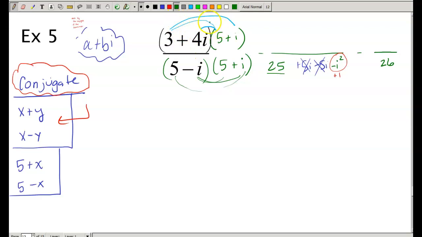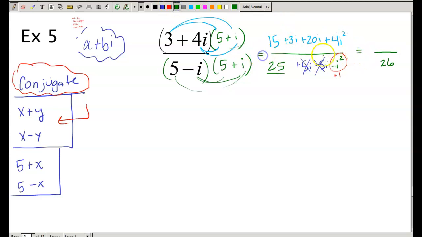Now on the top, you have to do the same thing, right? You have to multiply by this conjugate on the top, and really nothing special is going to cancel off. You just have to start multiplying it out. So when we do the top here, we'll have 3 times 5, so we have 15. And then 3 times i, so we have plus 3i. And then we have 4i times 5, which is 20, so plus 20i. And then the last terms here, 4i times i is 4i squared, so plus 4i squared.